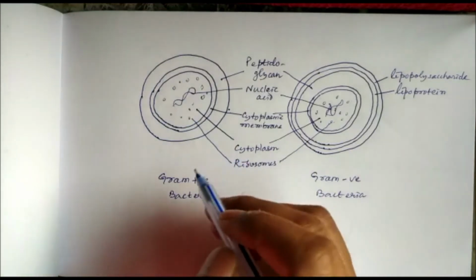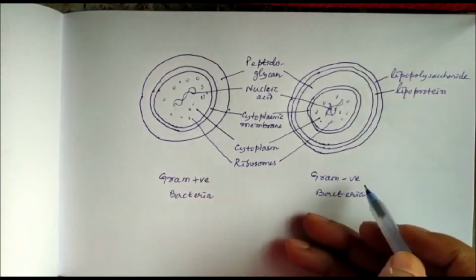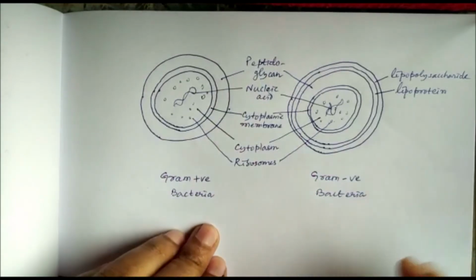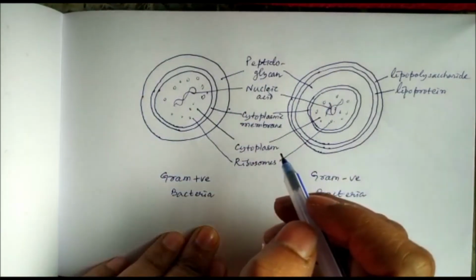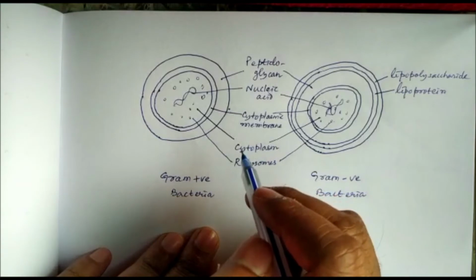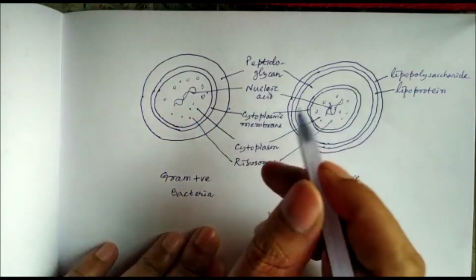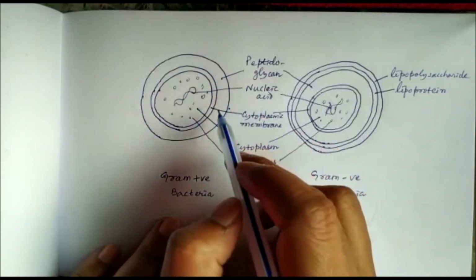However, both in gram positive and gram negative bacteria, peptidoglycan is the essential component. So for any drug we want to use against these bacteria, we can target this peptidoglycan.